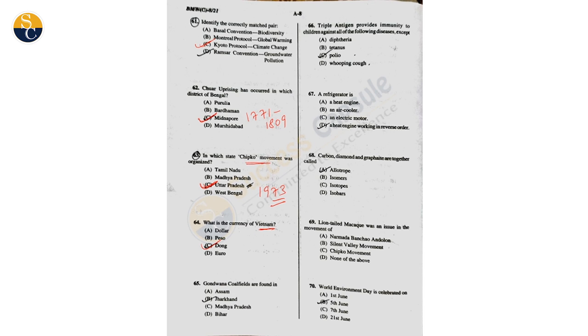Next, Gondwana coal fields are found in? They are found in Jharkhand, in the Damodar Basin. So, B is the correct answer.